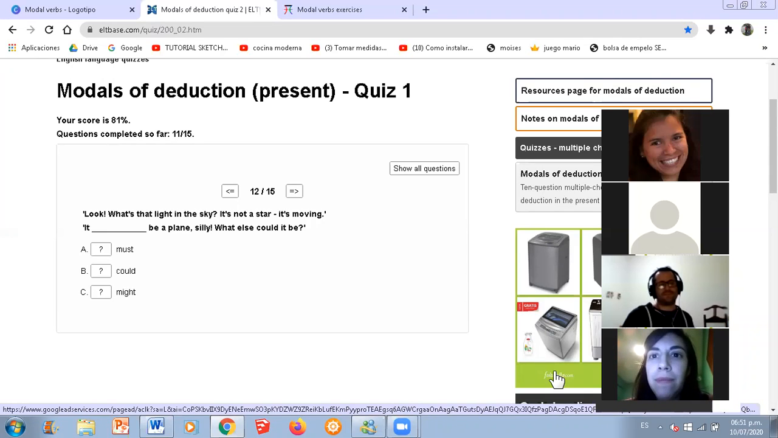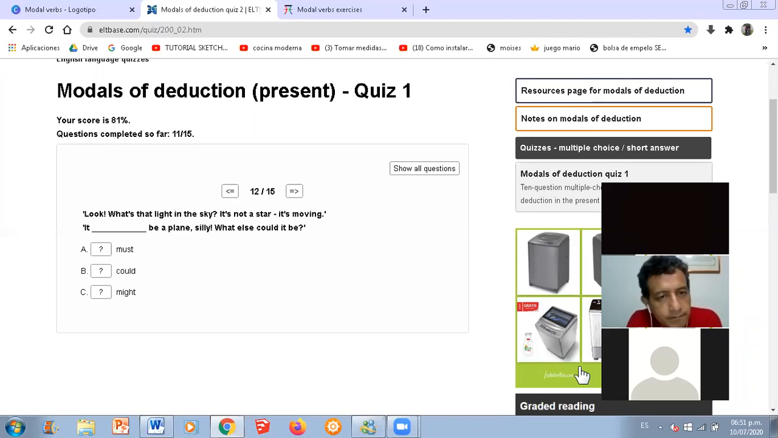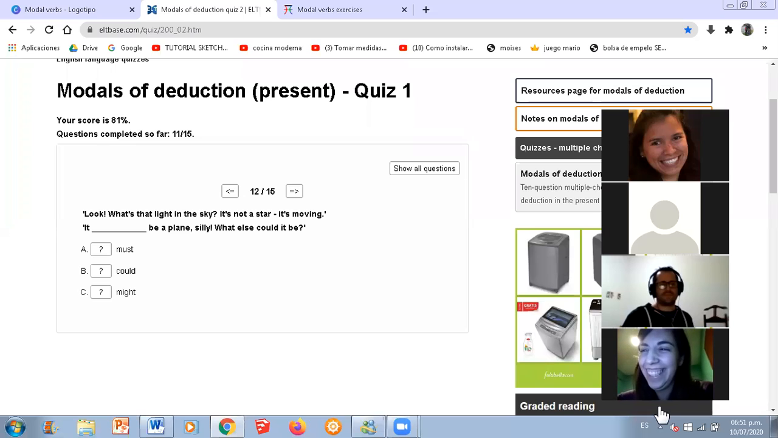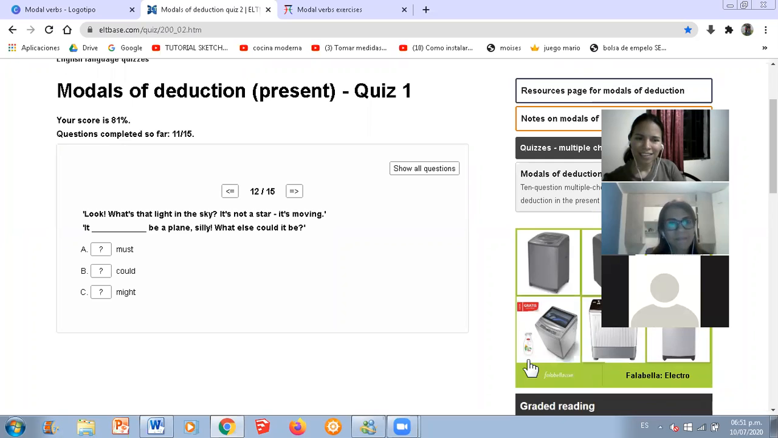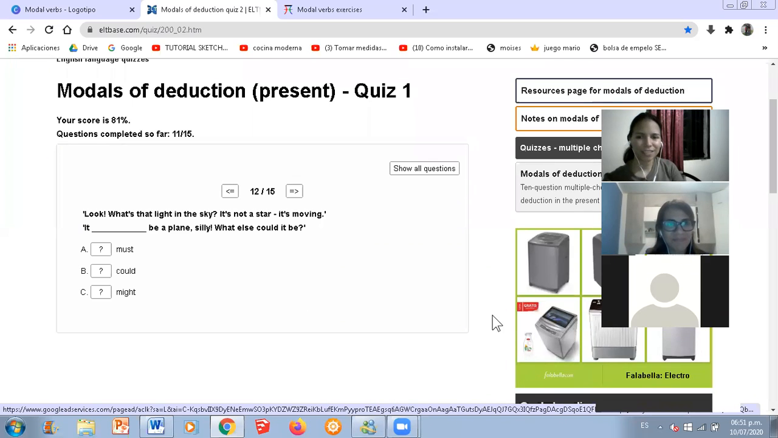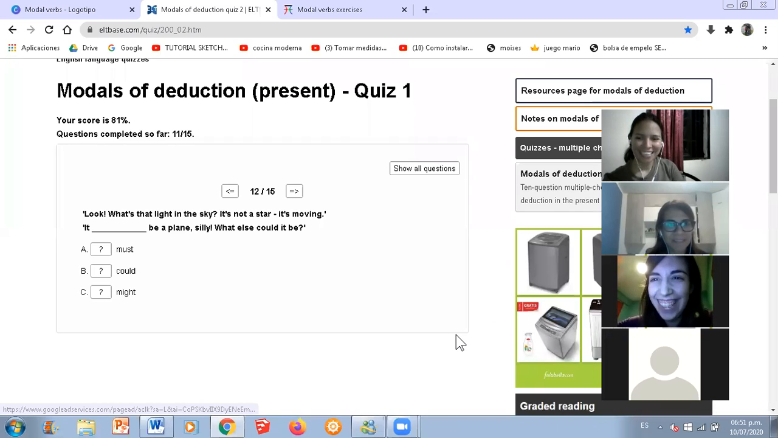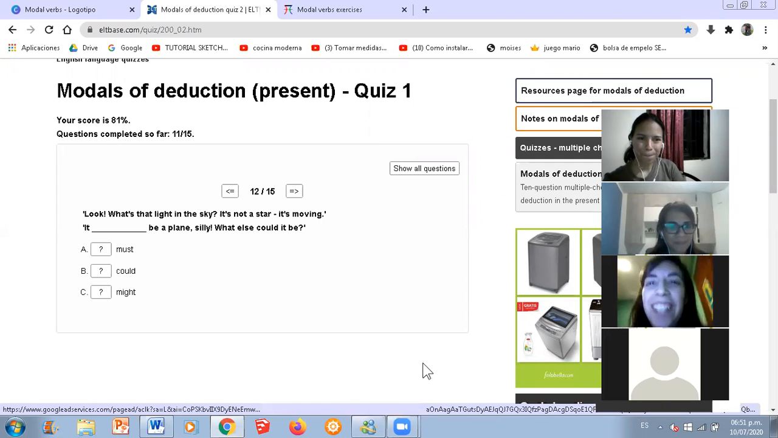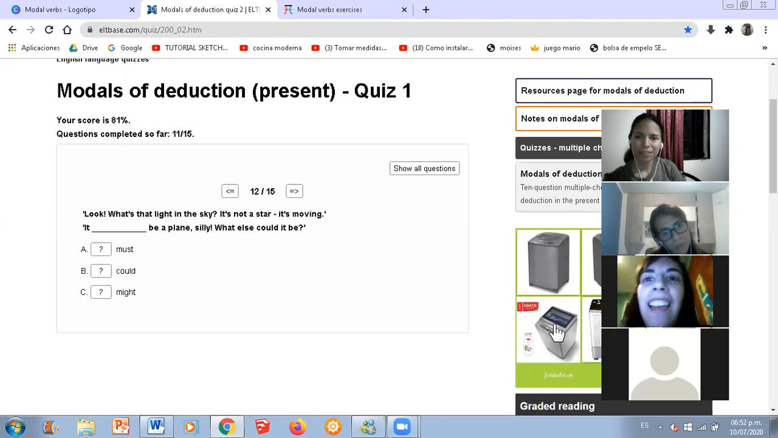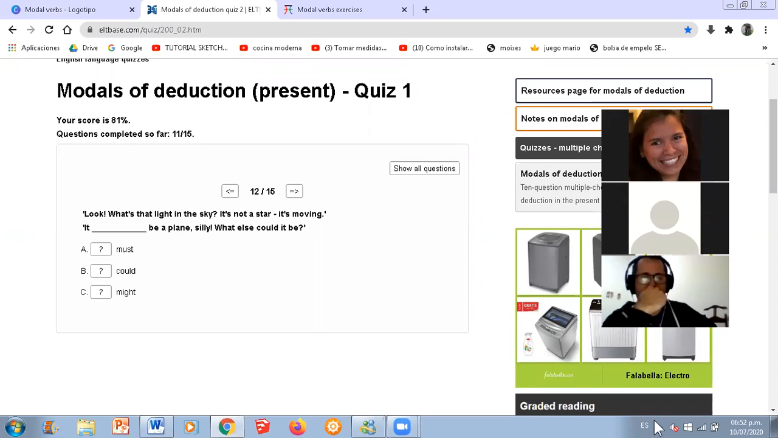Look what the light is in the sky. Tengo dos, Sofía. It's not a star. It's the moon. Okay, es Indira la que está hablando. Sorry. Dale, Sofía. Uy, se pegó. Lo siento, Sofi, no te escuché absolutamente nada.